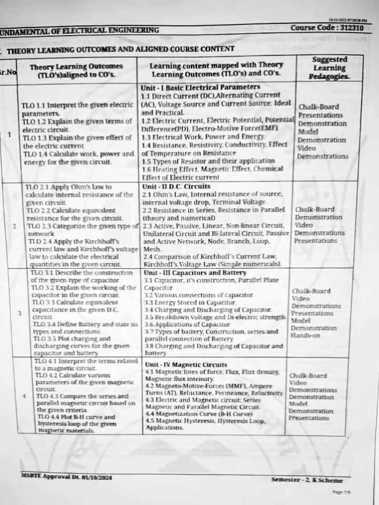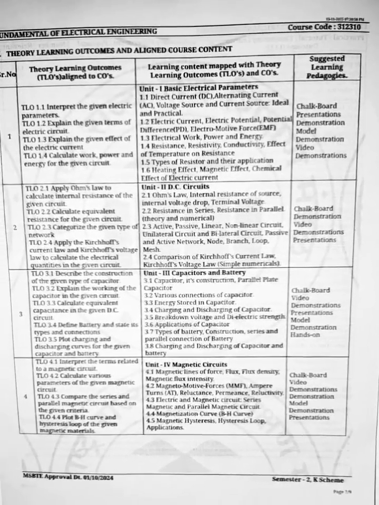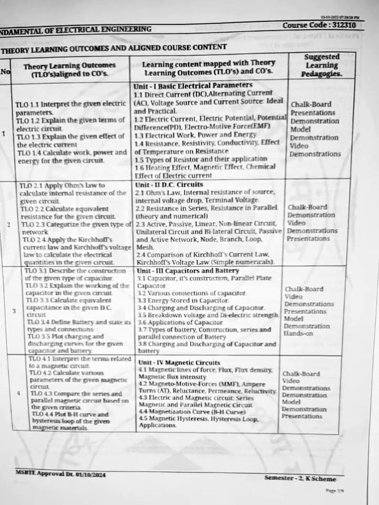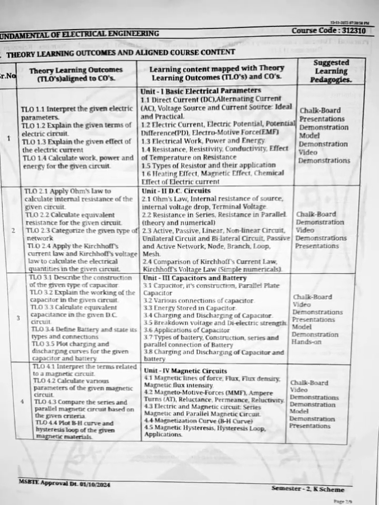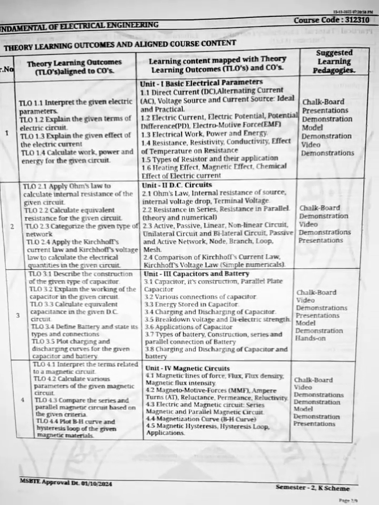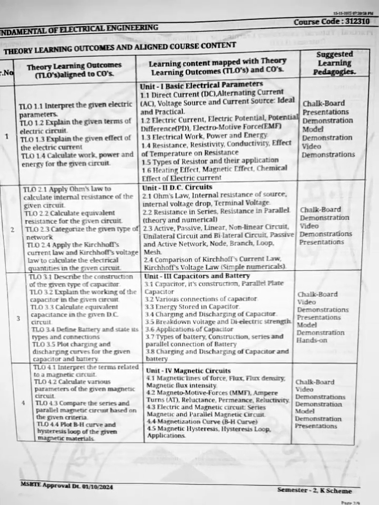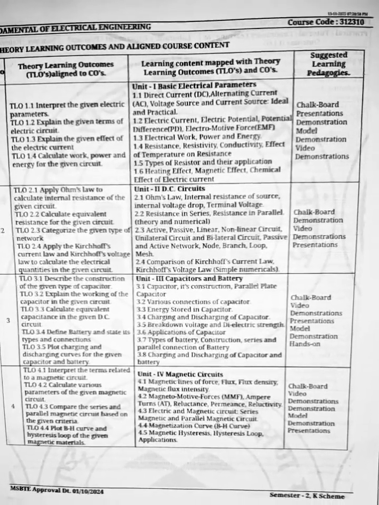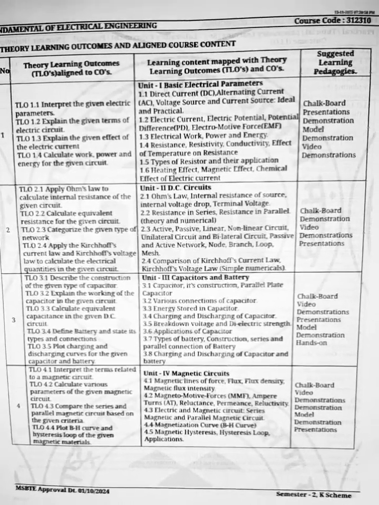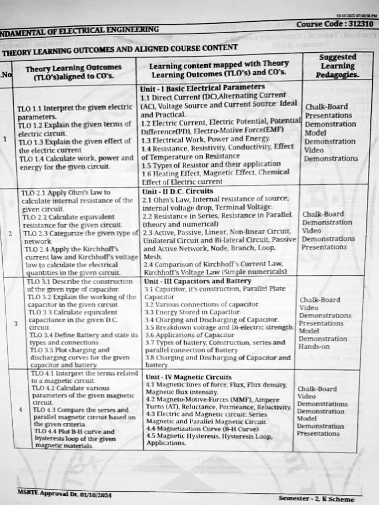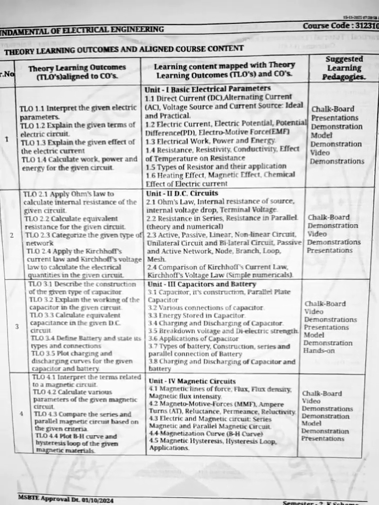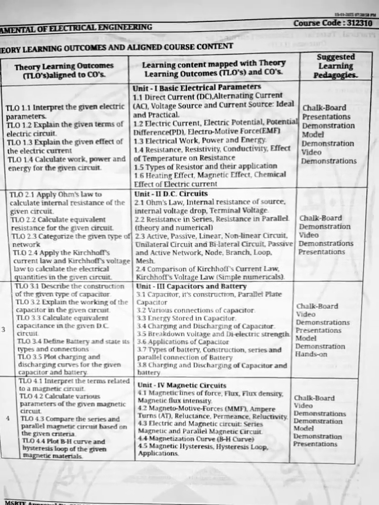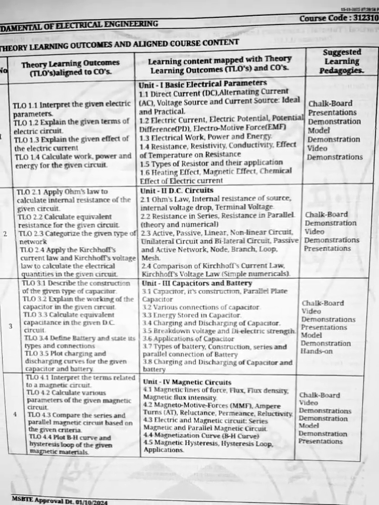Now we are going to learn Unit 1, basic electrical parameters, and accordingly I will teach you DC current, direct current, alternating current AC, voltage source and current source, and their ideal and practical types, electrical current, electrical potential, potential difference, electromotive force EMF, electrical work, electrical power, and electrical energy, definitions and their expressions, resistance, resistivity, conductivity, effect of temperature on resistance, types of resistors and their applications, heating effect, magnetic effect, chemical effect of electrical current, and so on.